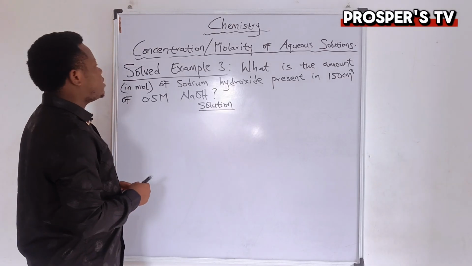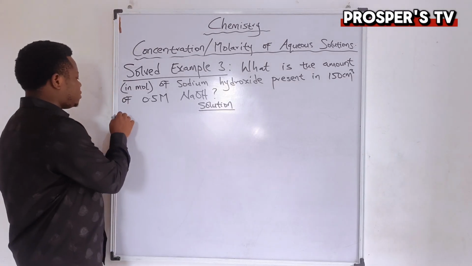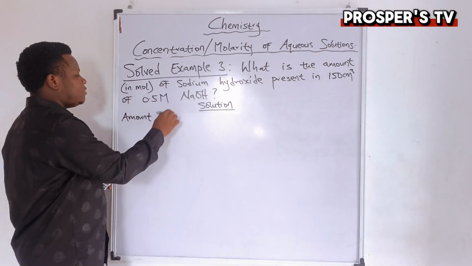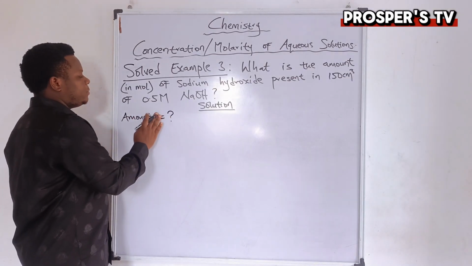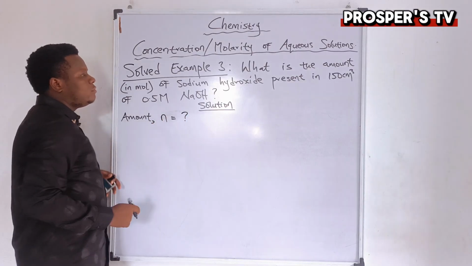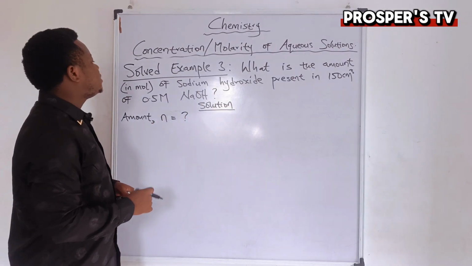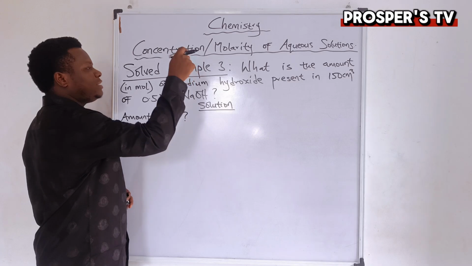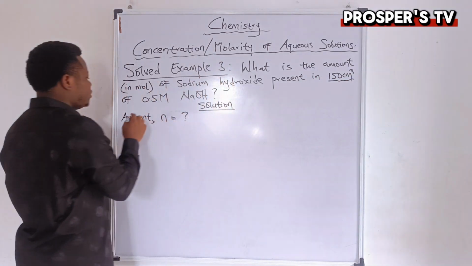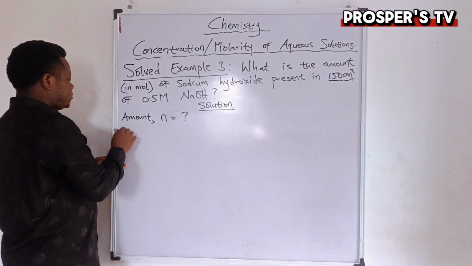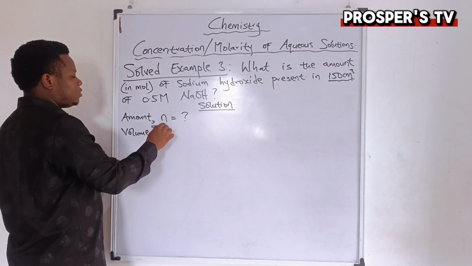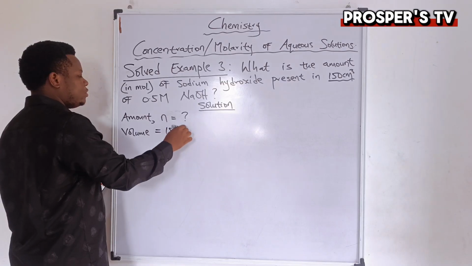So bringing out our parameters, what is the amount? The first thing you should notice is you're looking for amount. The symbol for amount is N, which we don't know. What is the amount of sodium hydroxide that is present in this volume? So we were given volume. The volume will be equal to 150 cm³.